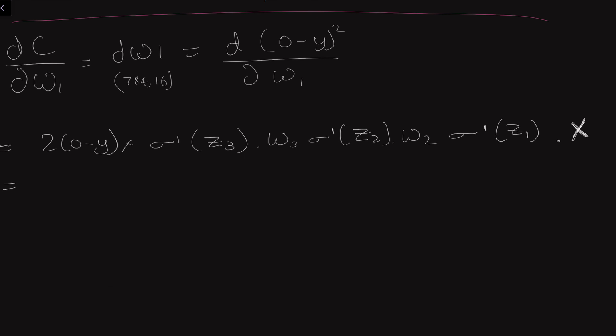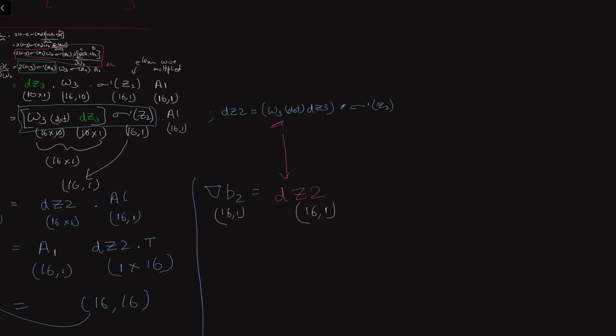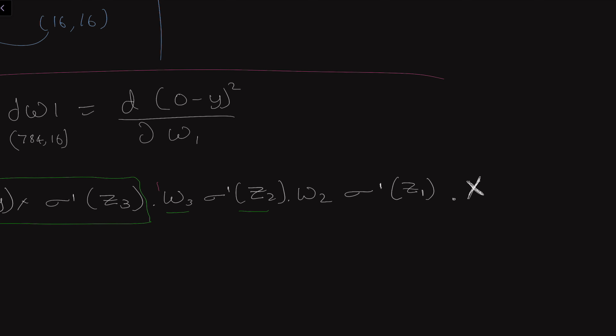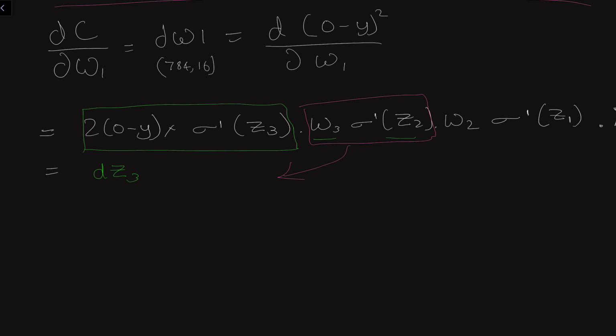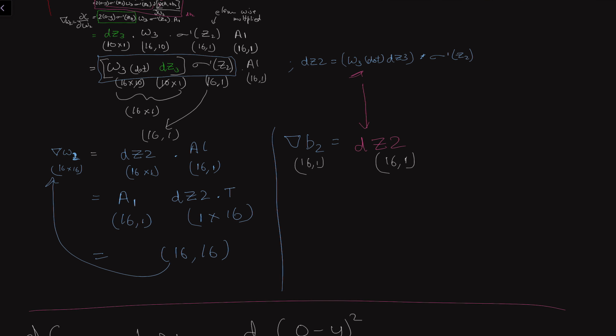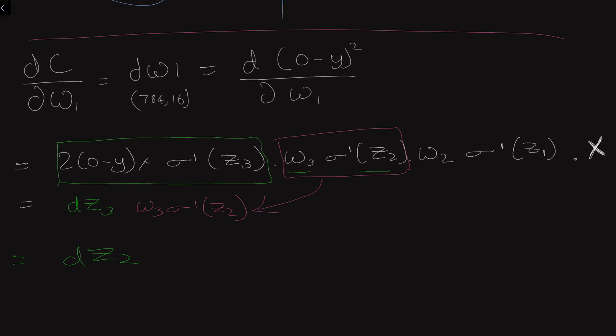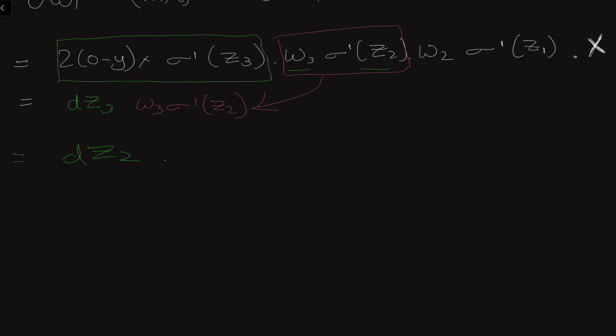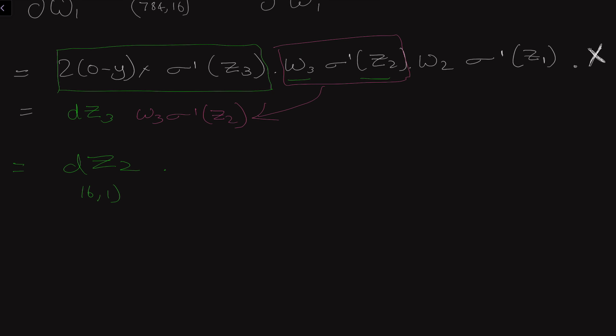We're gonna do the thing where we put it into smaller terms. So this is nothing but dZ3, and dZ3 dot W3 into this, right? If we take these two terms down here, W3 sigma dash of Z2, we can get a variable, okay? And that variable is nothing but dZ2, right? dZ2 dot, what is dZ2? dZ2 is 16 comma 1. That's the dimensions of dZ2. So 16 comma 1 dot W2 sigma dash of Z1 dot X.